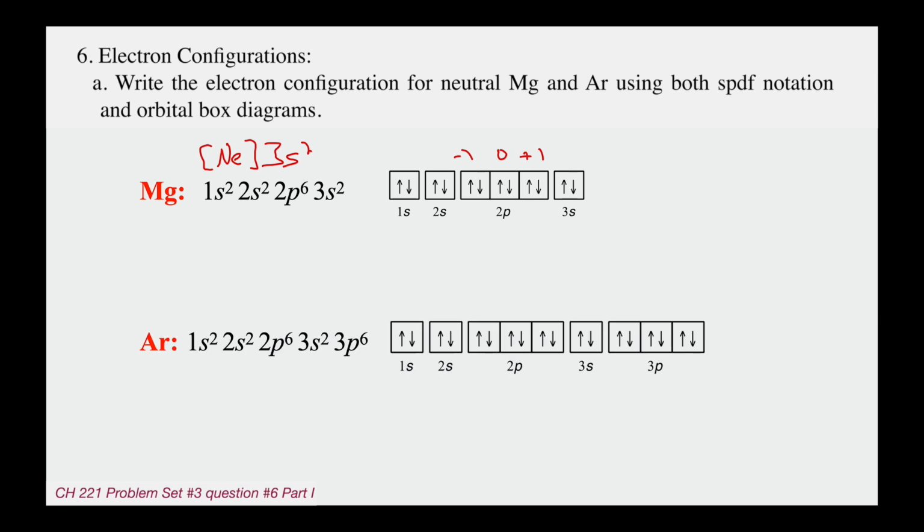Argon, very similar. It has everything that magnesium does plus 6 more electrons, and the next one is a 3p system. So that would be 1s2, 2s2, 2p6, 3s2, 3p6. There's the orbital box notation. Again, every up has a down, so this is again a diamagnetic atom.